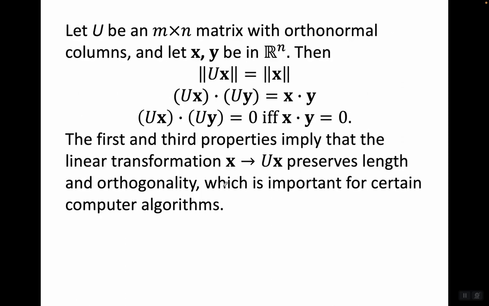Let U be an m by n matrix with orthonormal columns, and let x and y be in Rn. Then the length of Ux is the length of x. Ux dot Uy is the same as x dot y. And Ux dot Uy equals 0 if and only if x dot y equals 0. That just follows from the second statement. Notice that the first and third properties imply that the linear transformation x to Ux preserves length and orthogonality, which is important for certain computer algorithms. So that's a property of U, an m by n matrix with orthonormal columns.